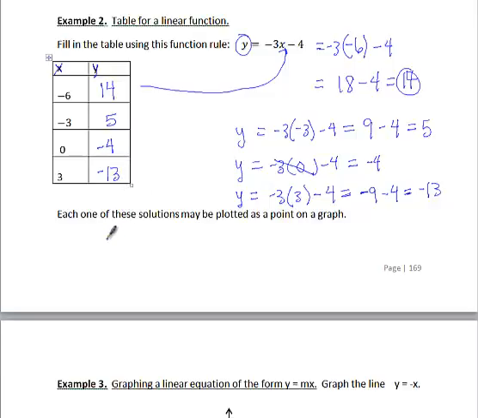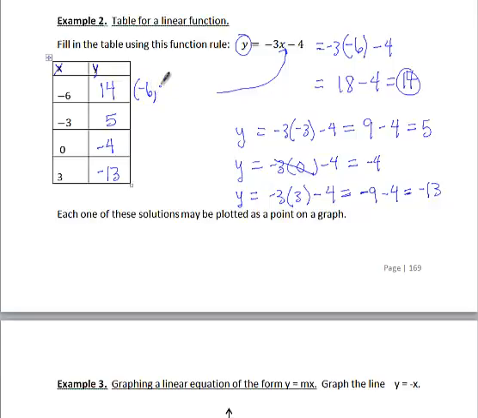Okay, now it says each one of these can be plotted. Solutions may be plotted as a point on a graph. Alright, so if you wanted to know what a function or an equation looked like, then you would do this. You would start off by creating a table of values. Each one of these pairs of numbers, x and y, graphically gives you an ordered pair to locate on the coordinate plane.